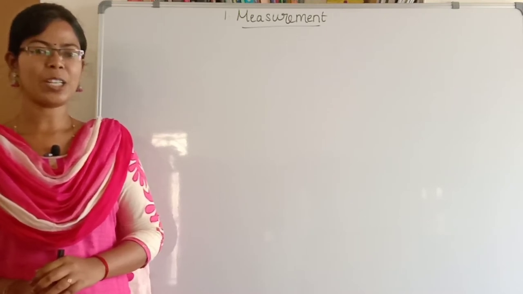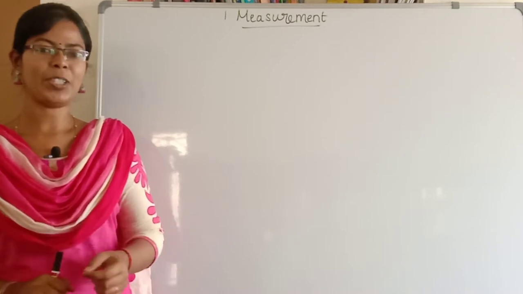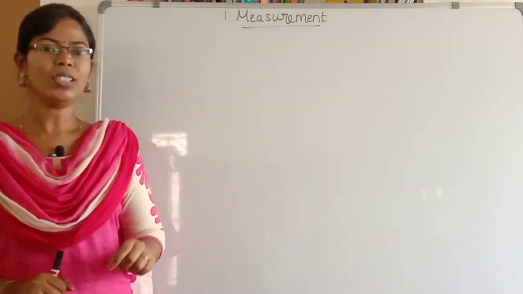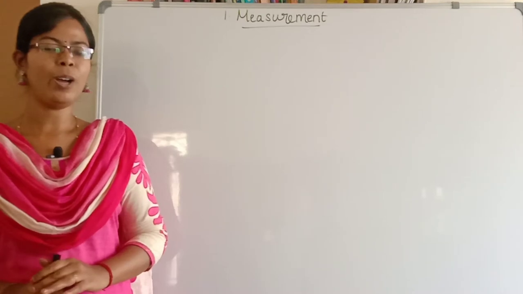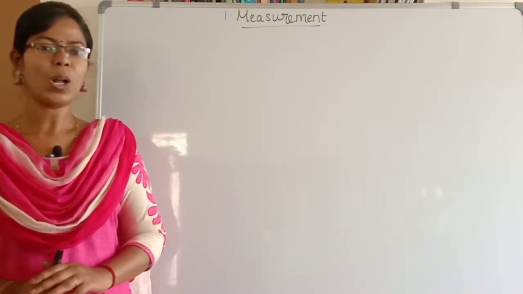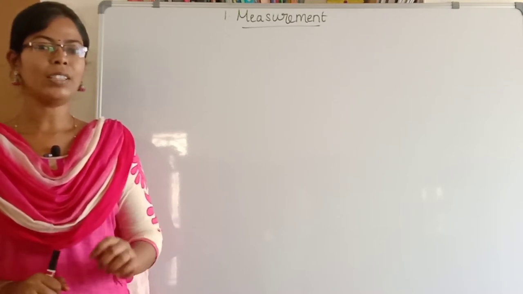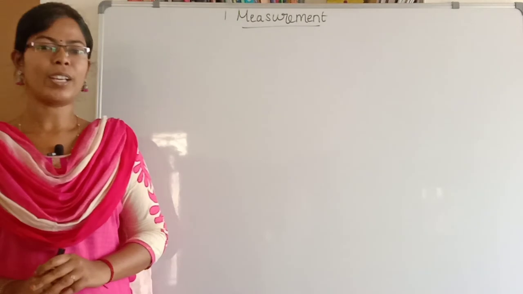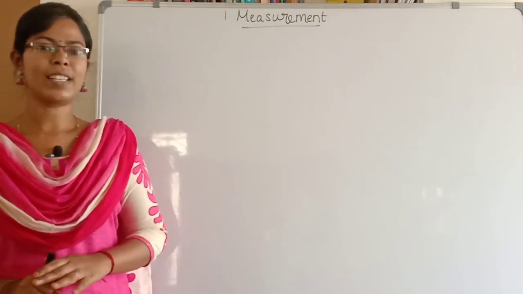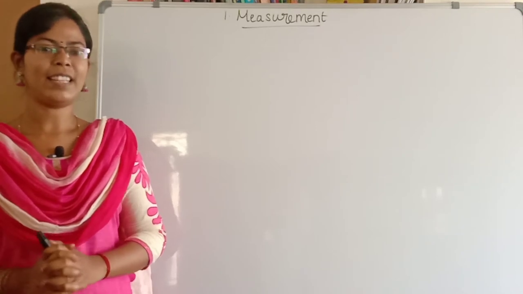When you go to a textile shop, when you want to buy cloth material, you tell the measurement. They measure the cloth, cut it and give it to you. When you go to a tailor shop, when you want to stitch the cloth, they measure your body measurement and stitch the cloth that fits you. How are they all doing this? Exactly how do they measure it? They measure it in length.